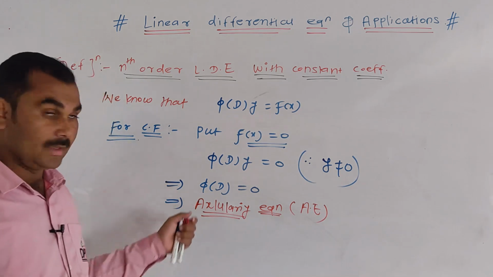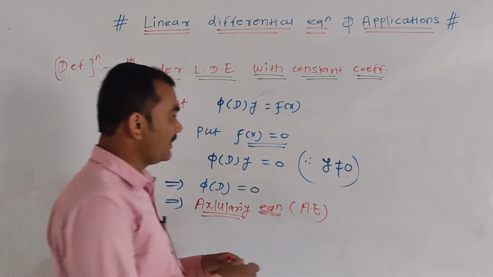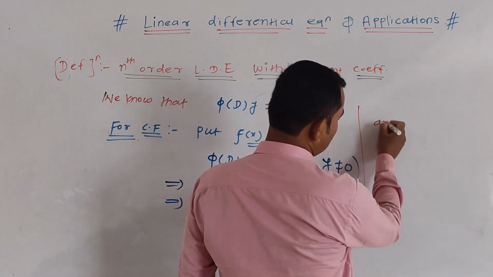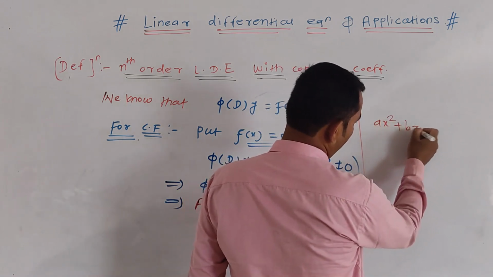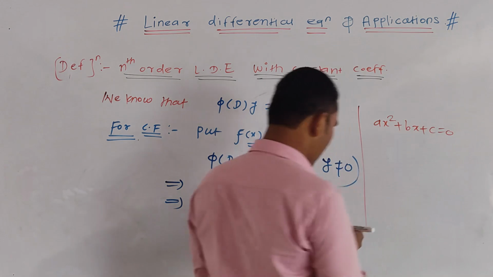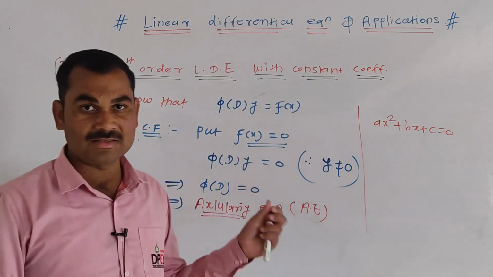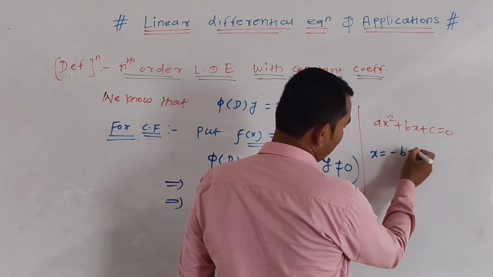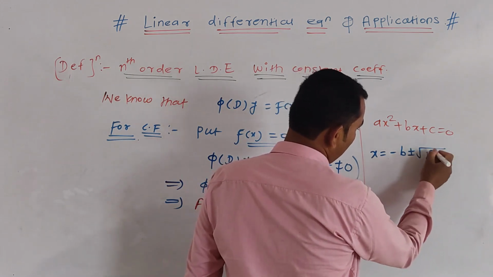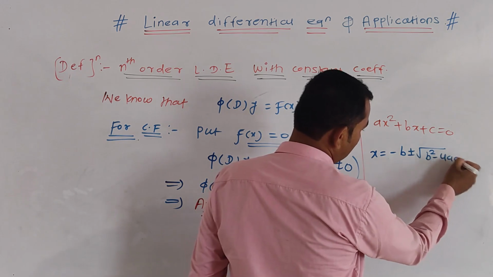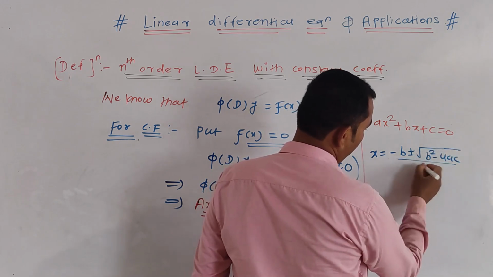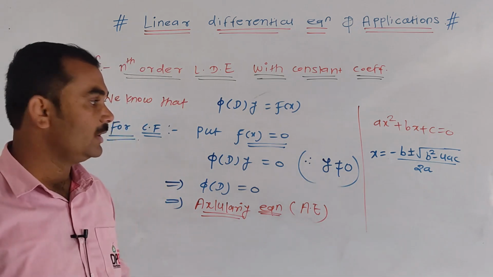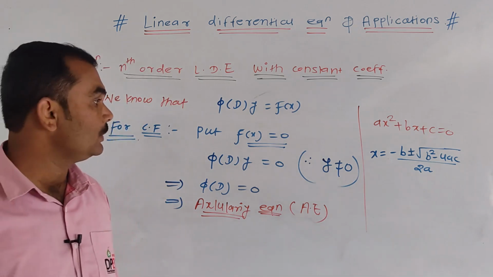Now how to find the roots? Suppose you have a quadratic equation ax square plus bx plus c is equal to 0. Then how to find the roots, that is, the values of x which satisfy the equation? We know that x is equal to minus b plus minus under root b square minus 4ac divided by 2a. By using this we find the roots of the equation. We get the two roots.